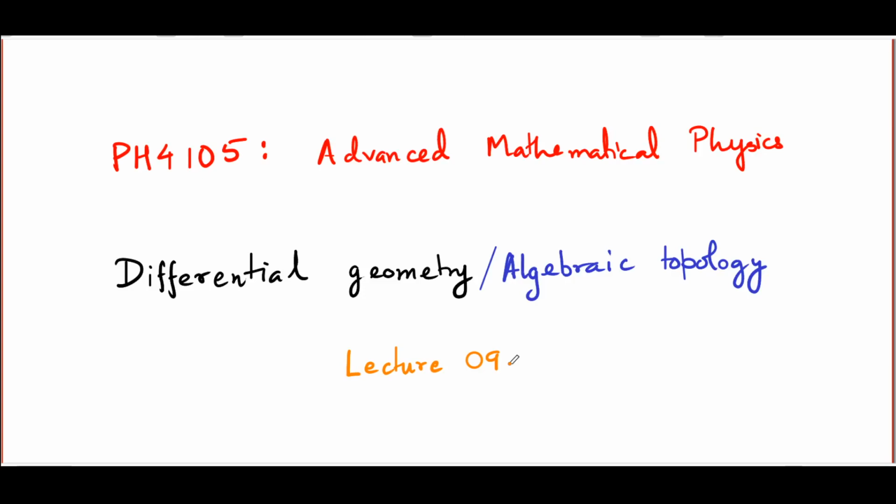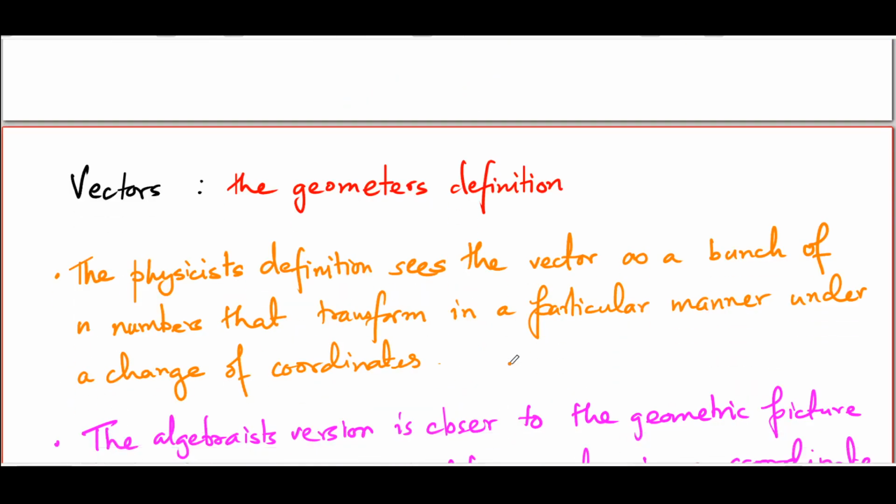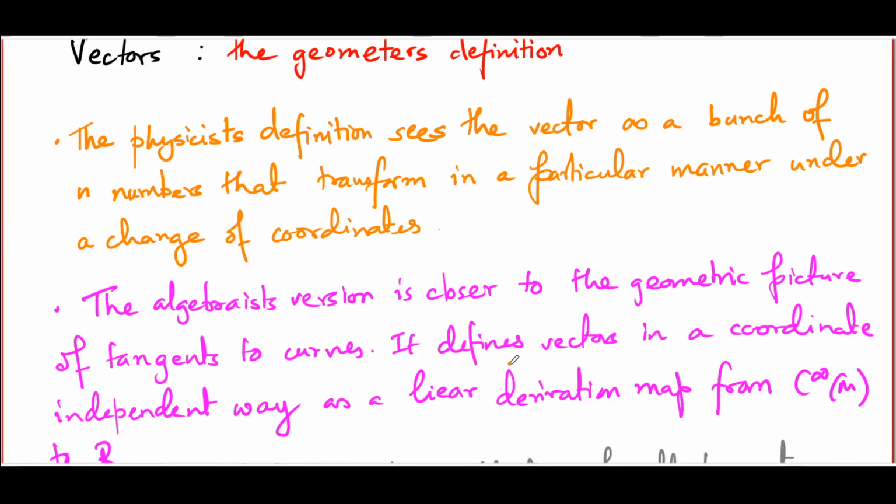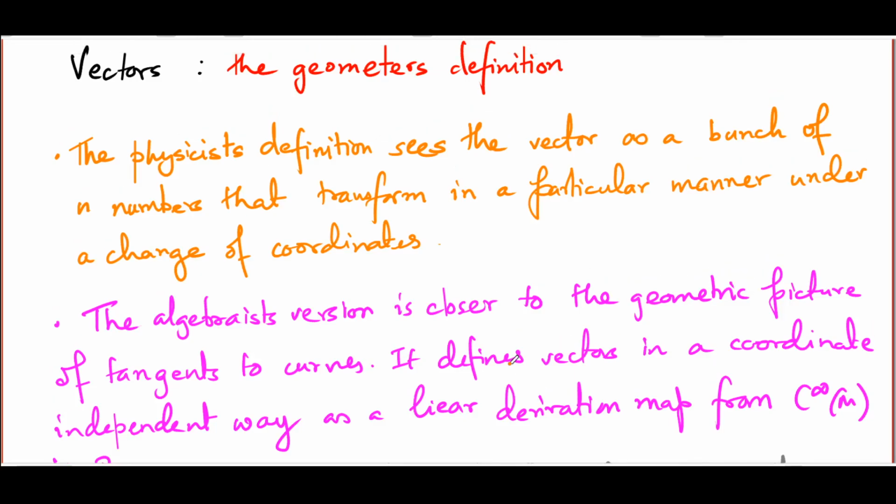This is the 9th lecture of this series, and over the past few lectures we have been discussing vectors. We have seen that in differential geometry there are typically three distinct, but equivalent, ways of talking about vectors. Today we are going to talk about the geometer's definition of the vector. But before that, let me remind you of the other two definitions that we have already talked about.